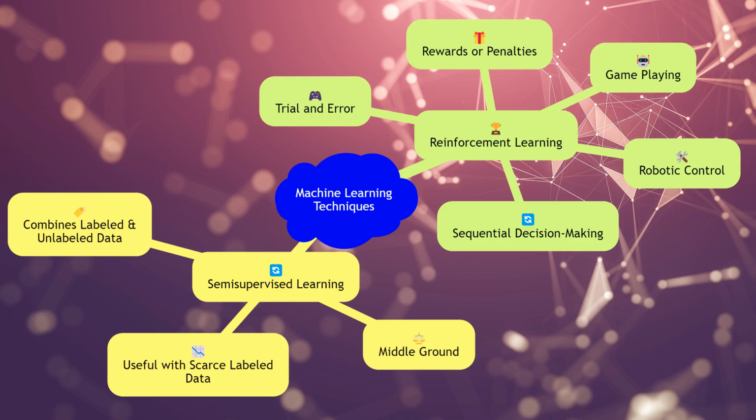Semi-supervised learning combines labeled and unlabeled data, offering a middle ground between supervised and unsupervised learning. It's useful when labeled data is scarce. Reinforcement learning, on the other hand, involves training models through trial and error, receiving rewards or penalties. It's particularly effective for tasks requiring sequential decision-making, like game playing or robotic control.